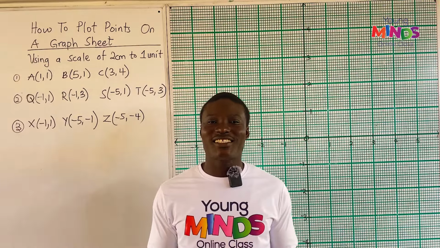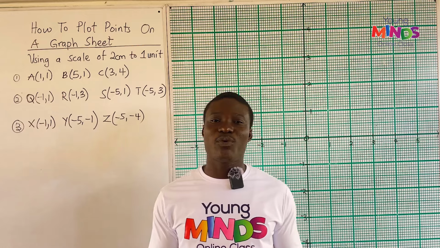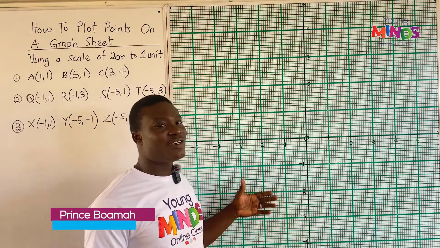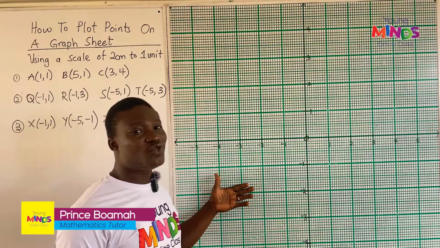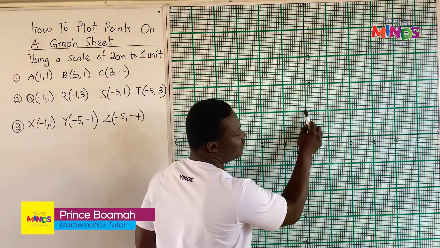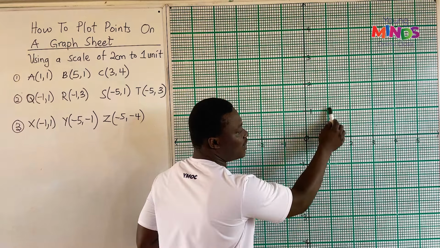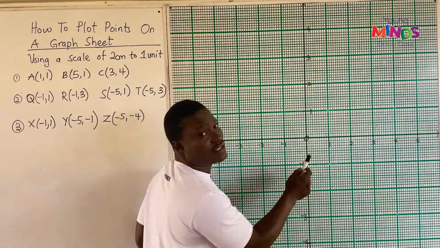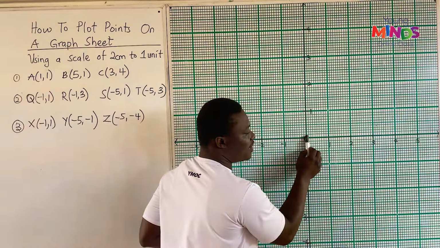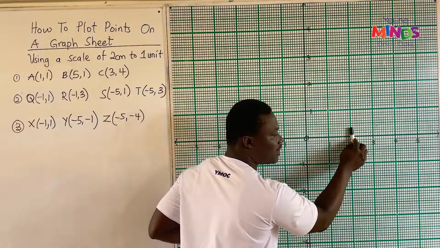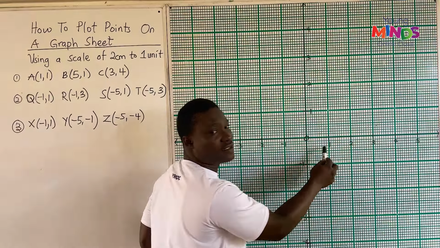In today's class, we shall discuss how to plot points on a graph sheet. Looking at my graph, it is drawn to a scale of 2 centimeters to 1 unit. What it means is that from one tick line to another tick line is 2 centimeters. You can use your ruler to measure. So from one tick line to another is 2 centimeters, and that is where I've made my marks.